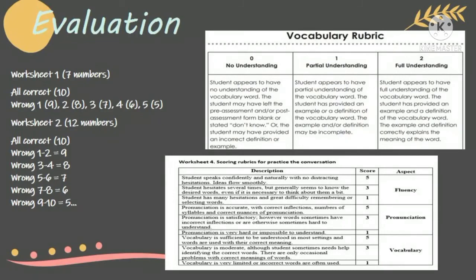And also I provided a scoring rubric for vocabulary, but for the worksheet assessment, I think you can read here. For the first worksheet there are 7 numbers. If all correct, the students can get 10, but if there are 1 or 2 wrong, they can get 9 or 8. And for worksheet 2 it is exactly the same.